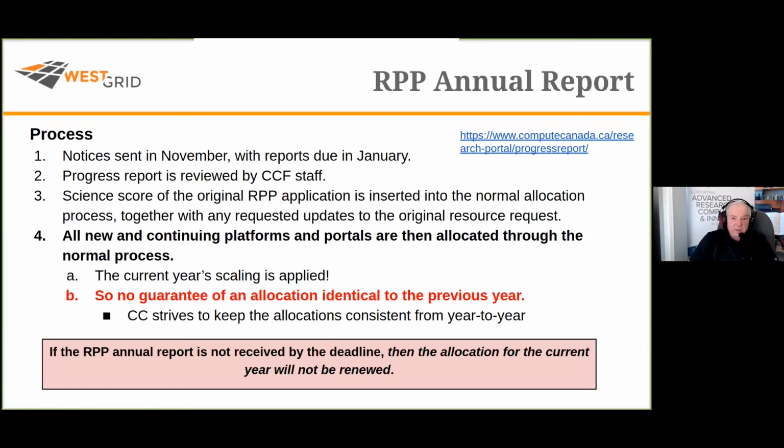I will very quickly note that there is an annual report for the 2 years of a 3-year RPP. The notices will get sent in November for those of you who already have RPPs, and it's just a quick review, pretty straightforward. And then we stick the whole thing into the allocation and off we go. Again, no guarantee of an allocation identical to the previous year, but pretty close. And every year we get a few folks who do not submit their annual reports, and we send reminder messages, and then we shut it down. So please submit the report.